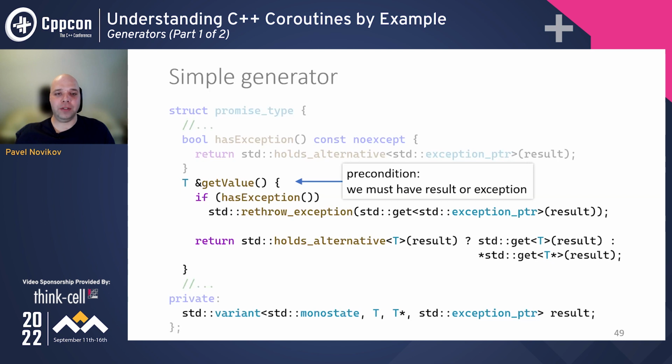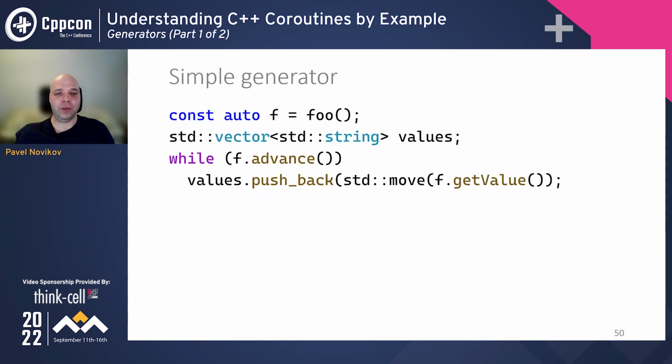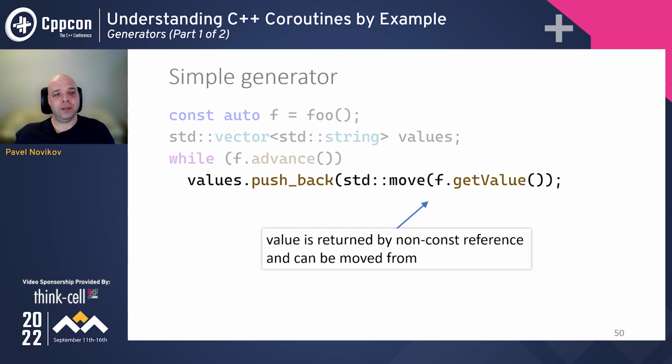If it is just the value, we return a reference to that value. If it is a pointer, we get that pointer, dereference it, and return a reference to the object that is pointed to by that pointer. I hope it makes sense. And preconditions as before is that we must have a result, not an exception, and we can write code like this. Here we can use move because we get yielded values by non-const references.